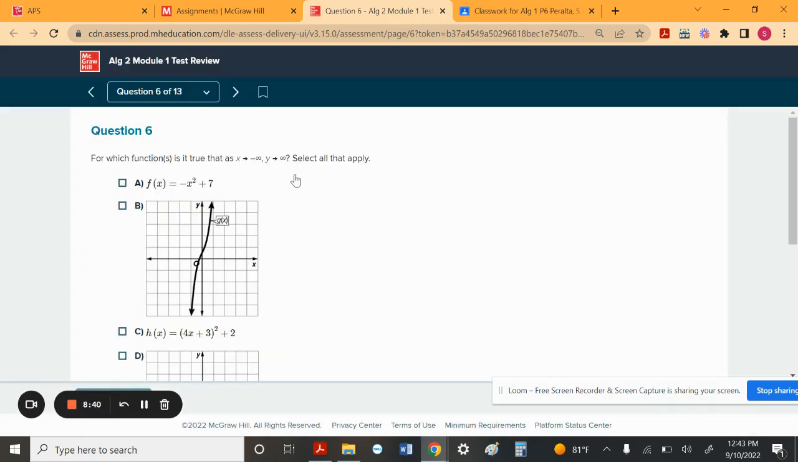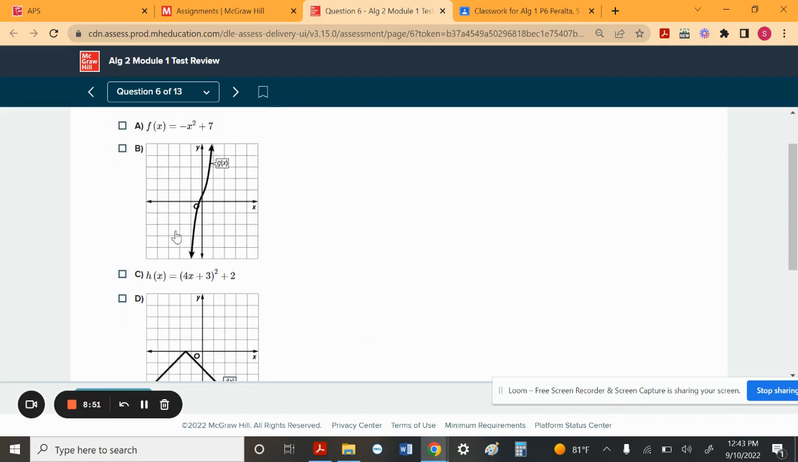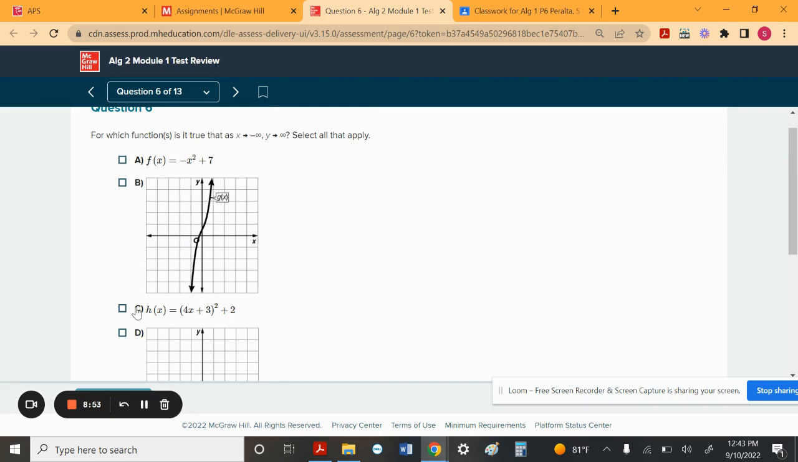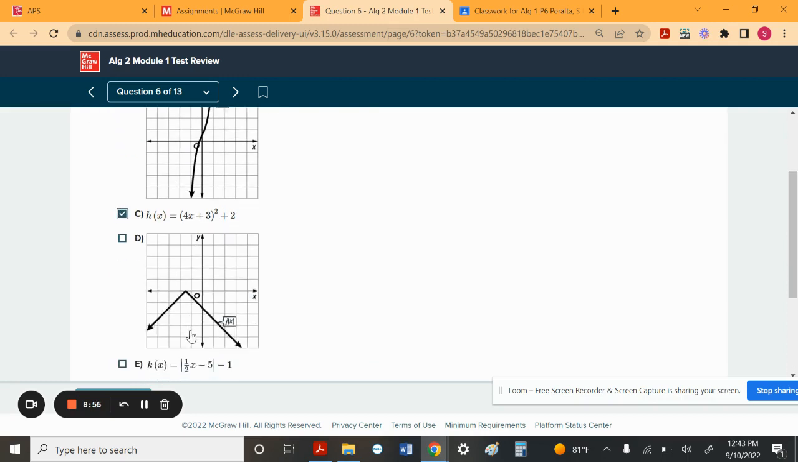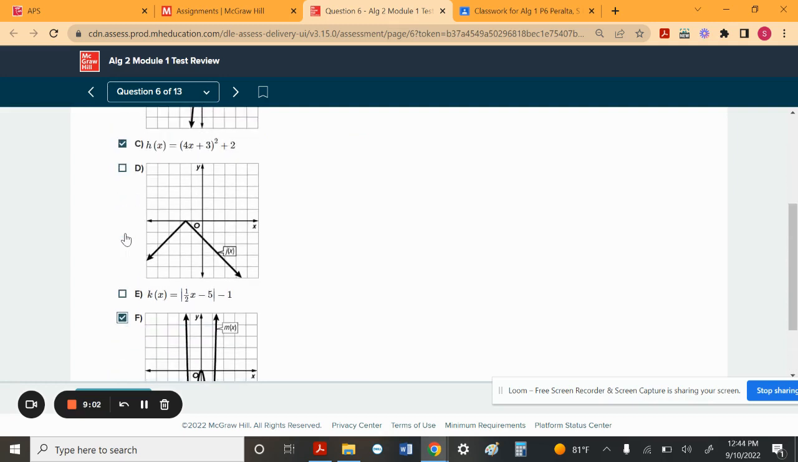So which function is true where, as x goes to negative infinity, y goes up? So as x goes left, y goes up. So definitely not b. This one is a parabola that faces up. That does not. This does. Let's see if I'm missing any others. Oh, I forgot to do this one. This one is an absolute value that faces up unless there's a negative in front. And since there's no negative in front, that goes up. So it's got to be that one too.